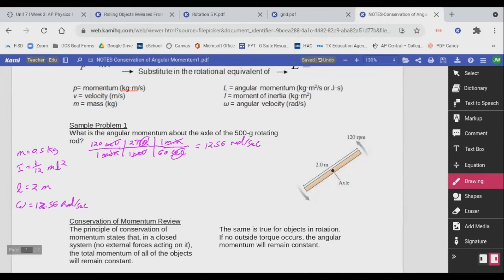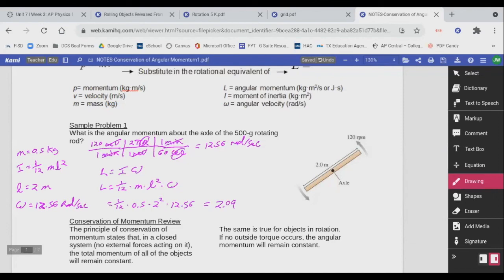Now the question asks, what is the angular momentum? All right, well, we know that angular momentum, L, is equal to I omega. Okay, cool. We can do this. L is equal to I, which we said is 1/12 times m times L squared, and then times omega. Which equals 1/12 times m, the mass, 0.5, times L, which is 2, squared, times omega, which is 12.56. I put that into my calculator and I got 2.09.